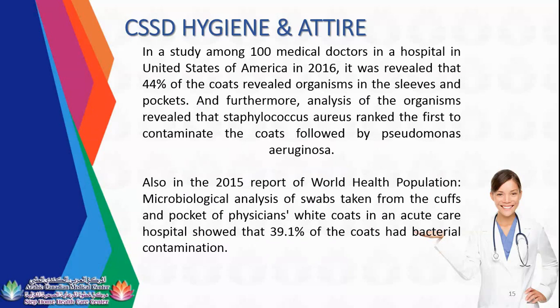In a study among 100 medical doctors in a hospital in the U.S. in 2016, it was revealed that 44% of coats had organisms in the sleeves and pockets. Furthermore, analysis of the organisms revealed that S. aureus ranked first in contaminating the coats, followed by Pseudomonas. In 2015, a report on microbiological analysis of swabs taken from the cuffs and pockets of white coats in an acute care hospital showed that 39.1% of the coats had bacterial contamination.